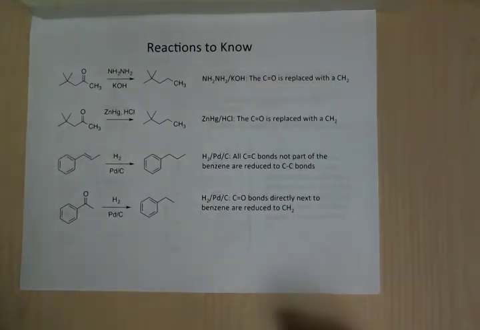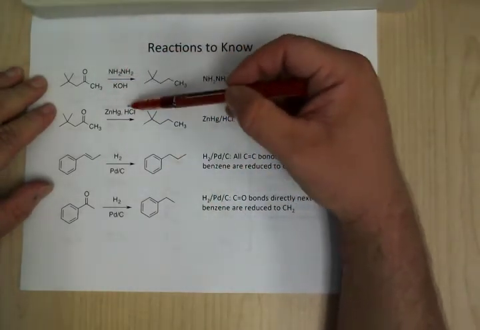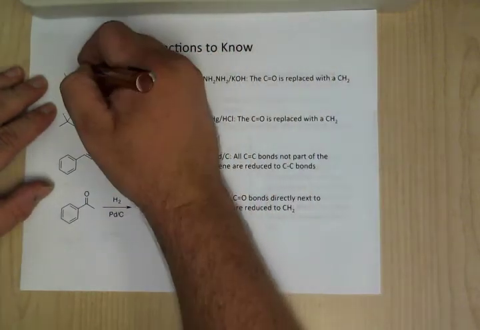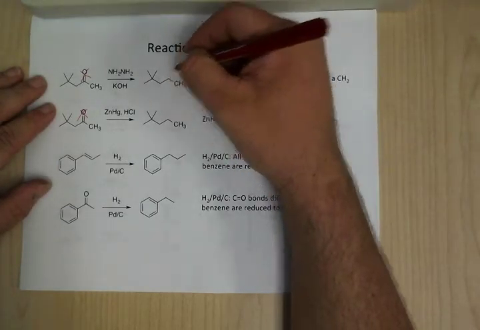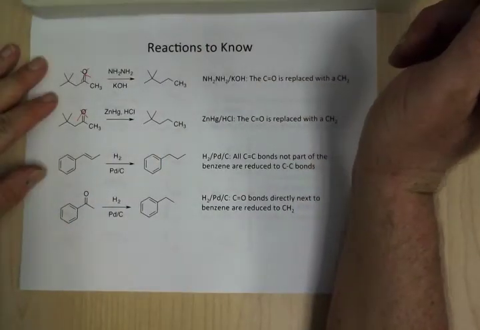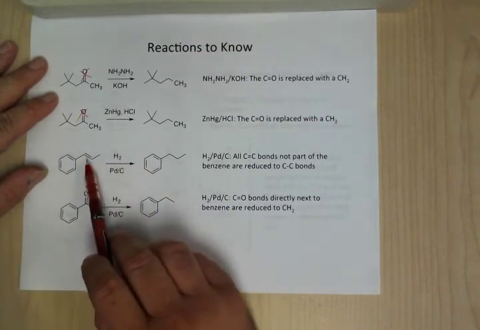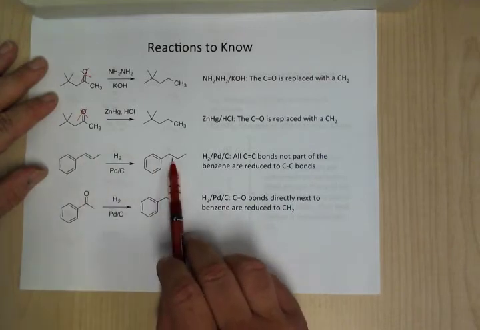So here, both of these groups. This is the Wolff-Kishner, under basic conditions. This is Clemmensen, under acidic conditions. All they end up doing is blow away the C double bond O, turning it into a CH2. With hydrogenation, what you end up doing is taking a double bond down to a single bond, an alkene down to an alkane.